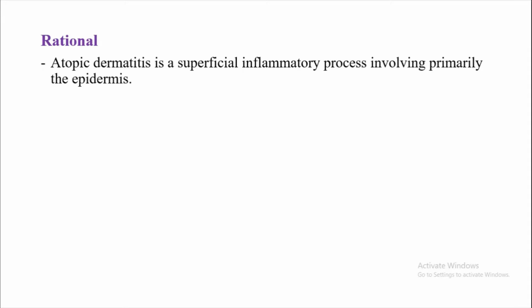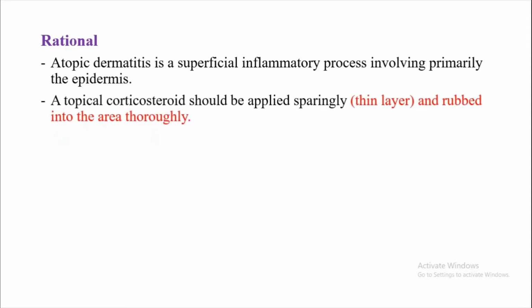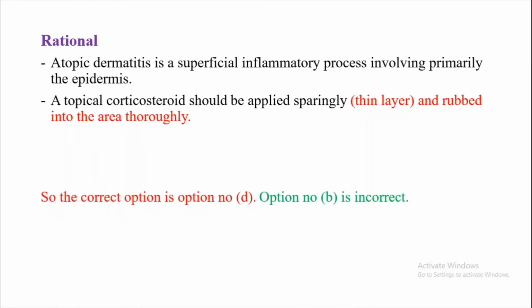Atopic dermatitis is a superficial inflammatory process involving primarily the epidermis. A topical corticosteroid should be applied sparingly, as a thin layer, and rubbed into the area thoroughly. So the correct option is option number D. Apply a thin layer of cream and rub it into the area thoroughly.